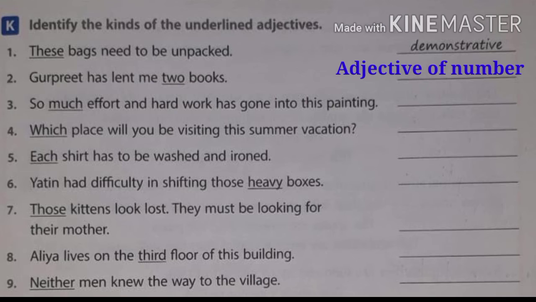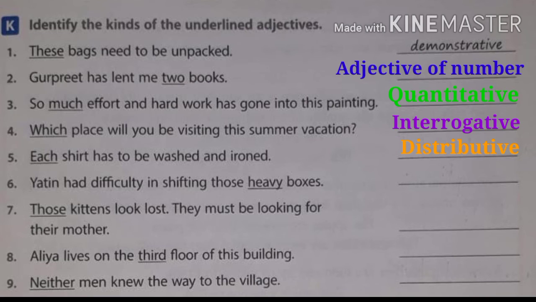Which place will you be visiting this summer vacation? It is a question. Place is a noun. Which is an interrogative adjective. Each shirt has to be washed and ironed. So specific importance to every single thing in the group. So it is distributive adjective.